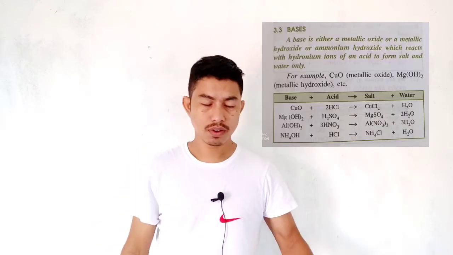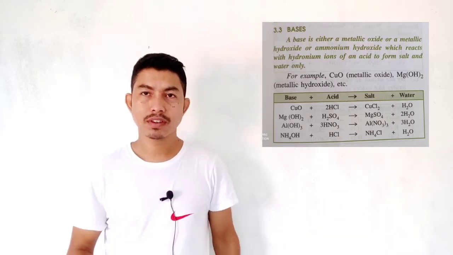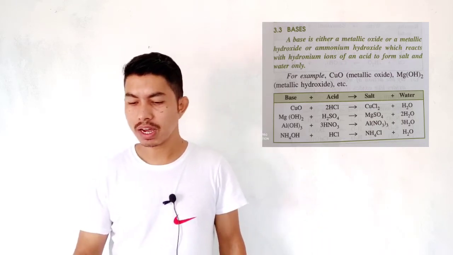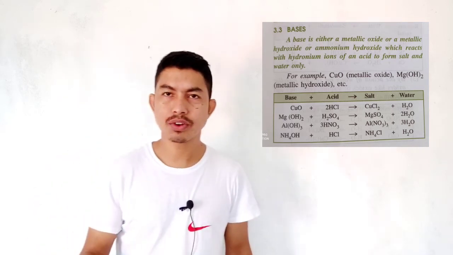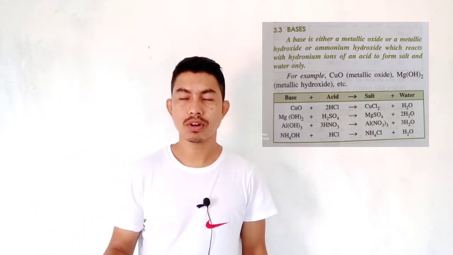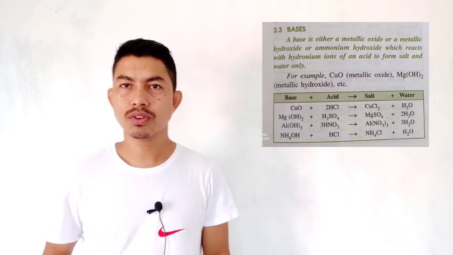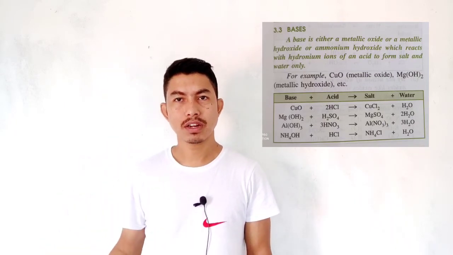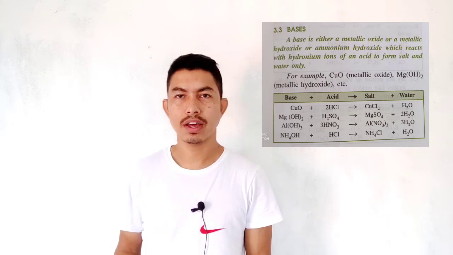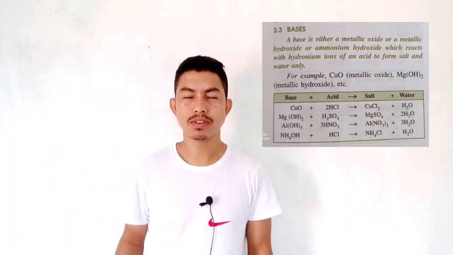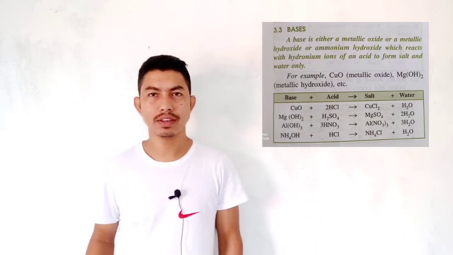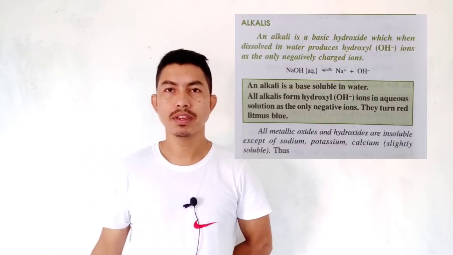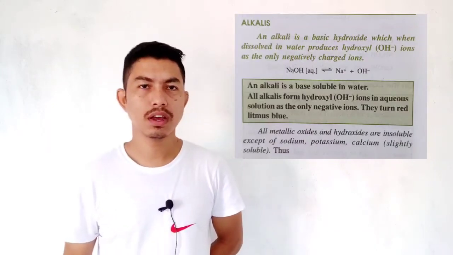Now coming to the bases. What are bases? A base is either a metallic oxide, a metallic hydroxide or ammonium hydroxide, which reacts with the hydronium ion of an acid to form salt and water. Here you need to focus on three things: the metallic oxide, the metallic hydroxide and ammonium hydroxide. All of these are bases, and remember all bases react with acids to produce salt and water.